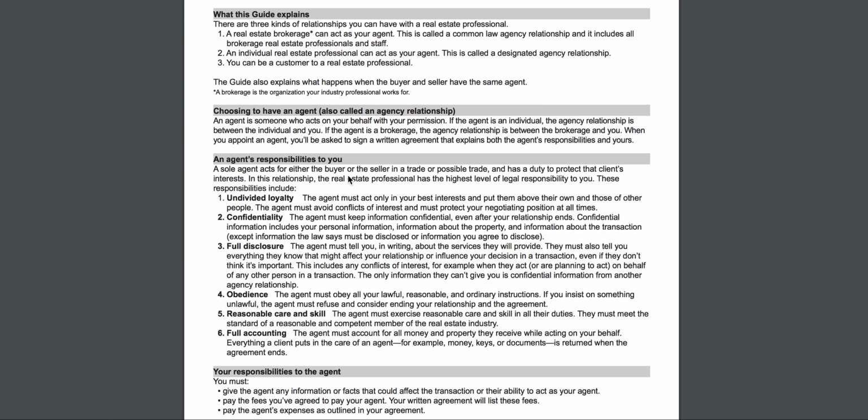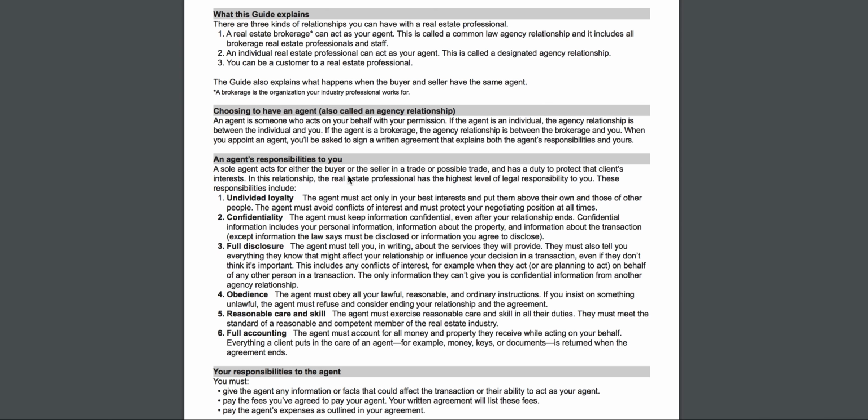So there's 3 types of relationships in the real estate world. Number 1 is a real estate brokerage can represent you, and this is called common law agency. Second, an individual real estate professional can act as your agent, and this is called designated agency. So we at Revre practice designated agency with the clients that are going forward with our full real estate services, providing all of the services that you would get in an agency relationship.